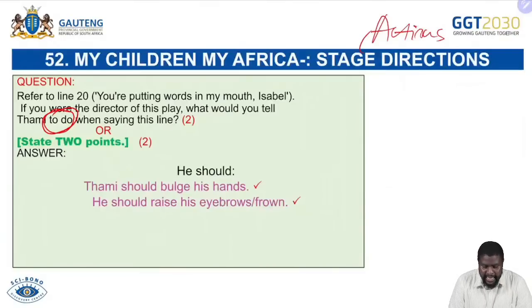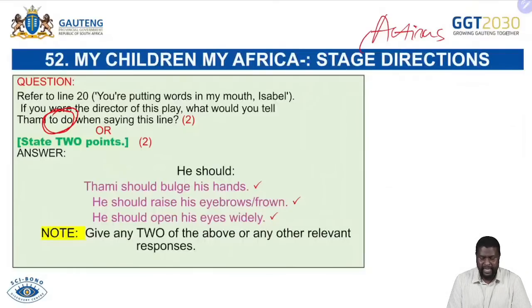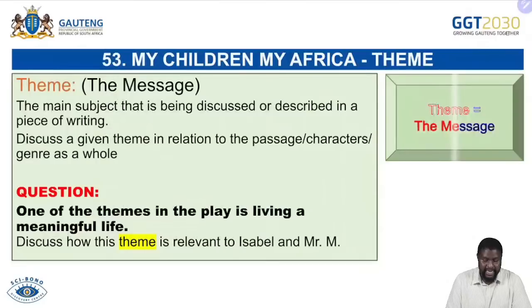So say it. He must frown. He must raise his eyebrows. Give any two of the above or any other relevant response. What should the character do when saying words? Please remember that tomorrow. We want actions. What must they do? Right, let's look at the theme.